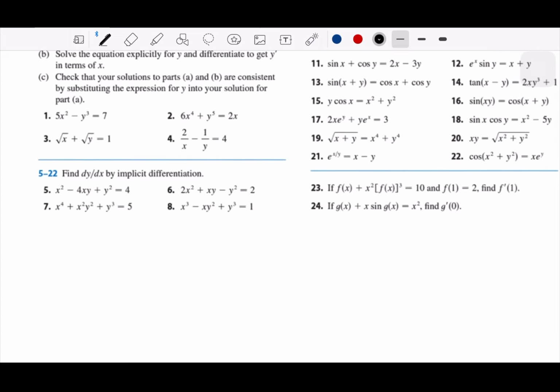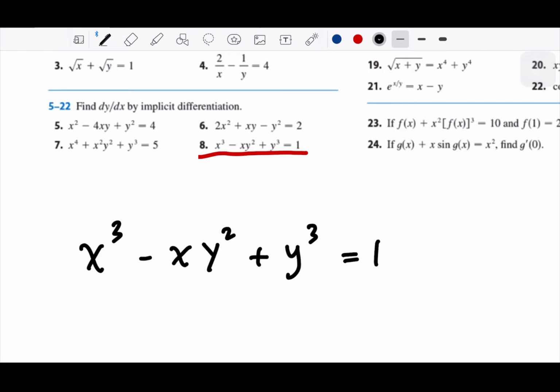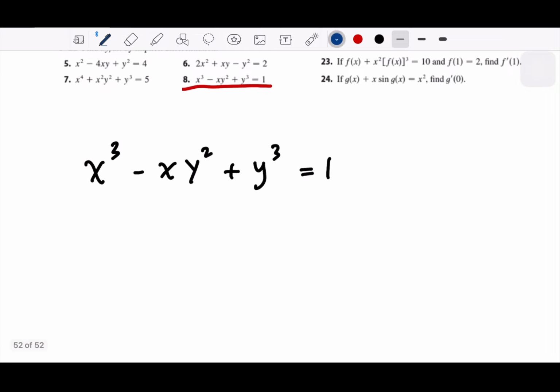Let's start with something not too complicated. Maybe this number 8. So we have x cubed minus xy squared plus y cubed equals 1. Okay, let's start together. So if we differentiate, x cubed becomes 3x squared. And how about this one?